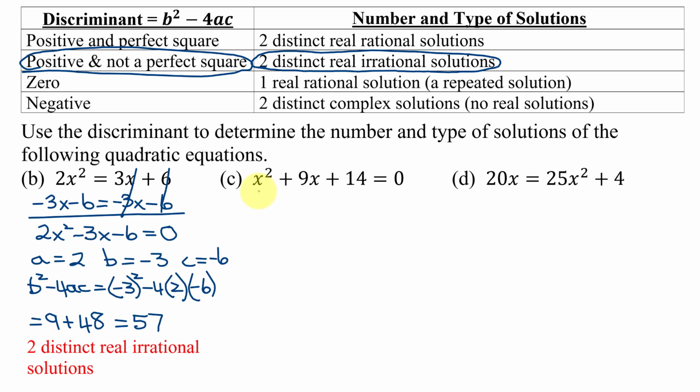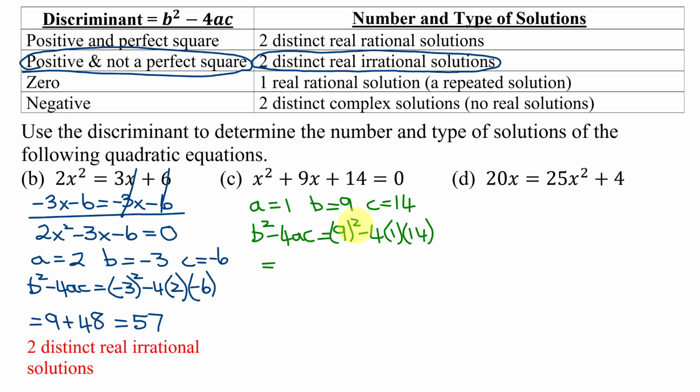Now in part C, my equation is x squared plus 9x plus 14 equals 0. It's written in standard form. So A is the coefficient of the x squared. What number are we too efficient to write in front of that x squared? A 1. B, the coefficient of the x term, is 9. C, the constant term, is 14. So in this case, b squared minus 4ac, b is 9, so it's 9 squared minus 4 times a, which is 1, times c, which is 14.